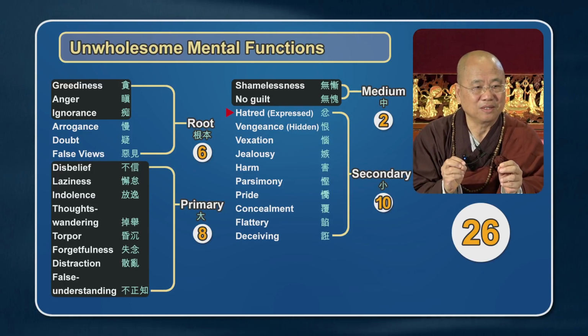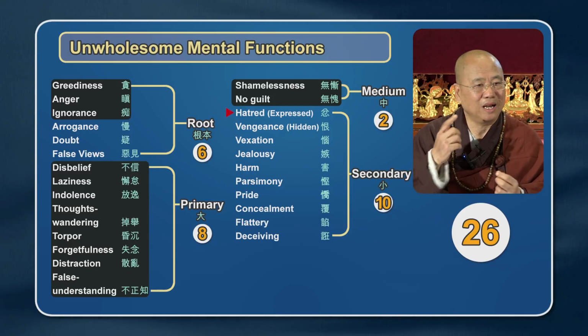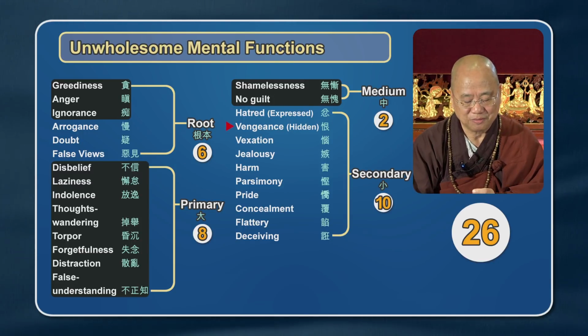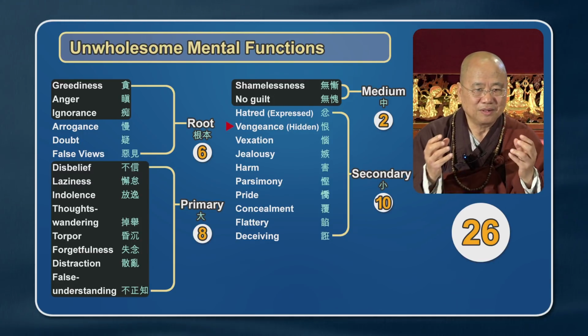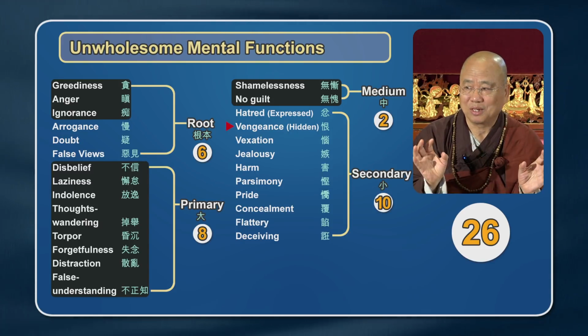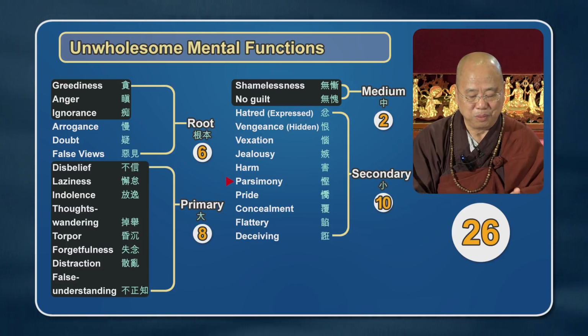It is so latent. It is so subtle that the eyes are not involved with such a subtlety. How about vengeance, revenge? Your first 5 consciousnesses are not subtle enough to have that kind. How about vexation, jealousy, harm, parsimony?